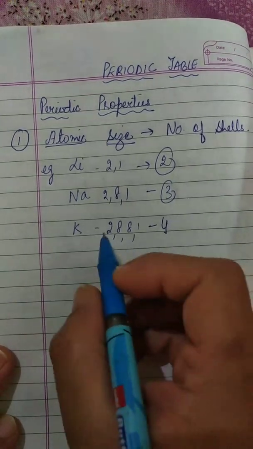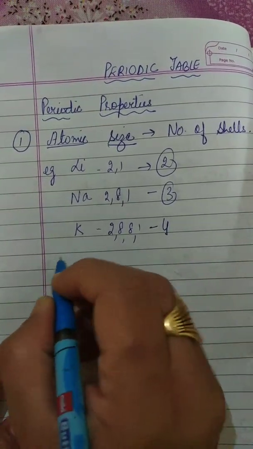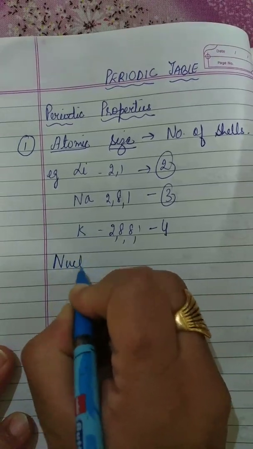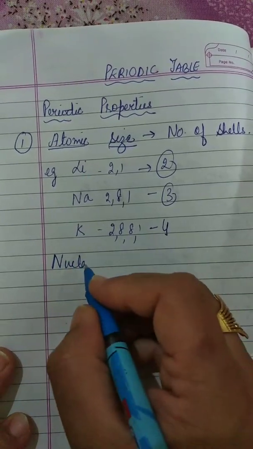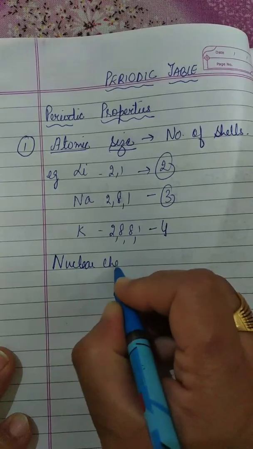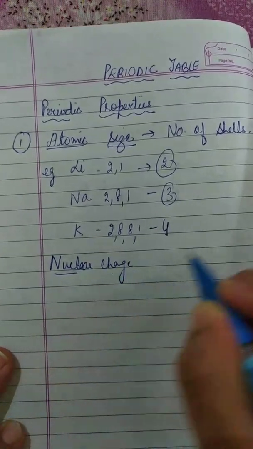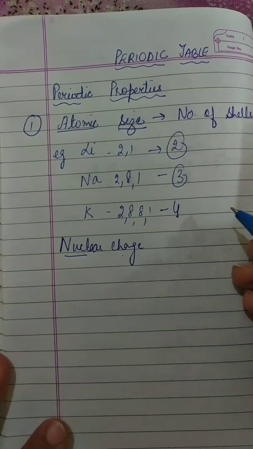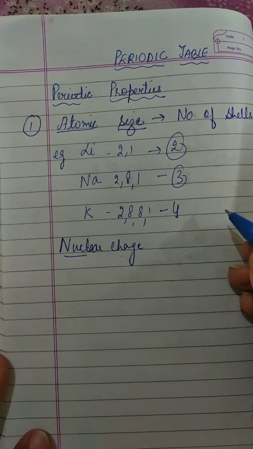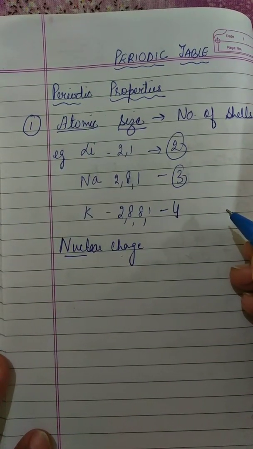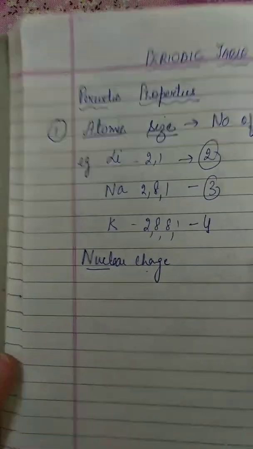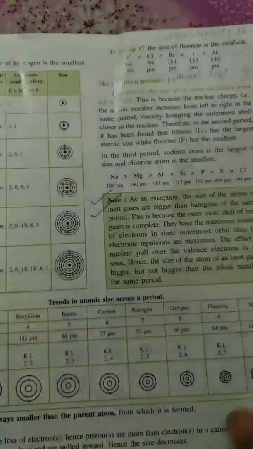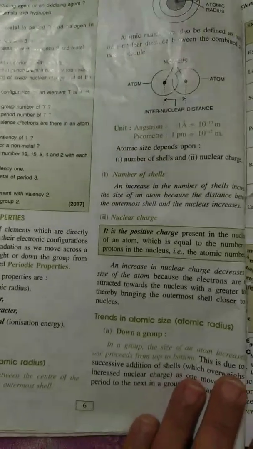Second factor is nuclear charge. Nuclear charge, it is the charge on the nucleus of an atom. More the nuclear charge, the last electron is attracted towards the nucleus. As last electron is attracted towards the nucleus, size will be less because there is more force of attraction between the nucleus and the outermost shell.